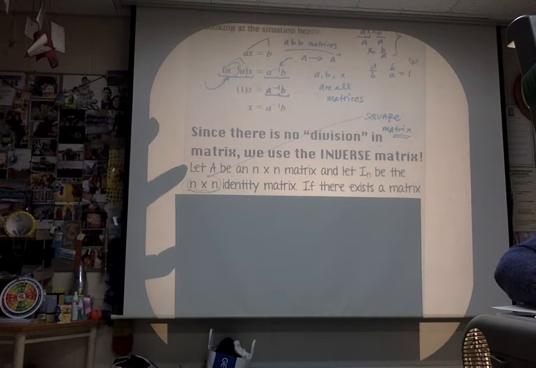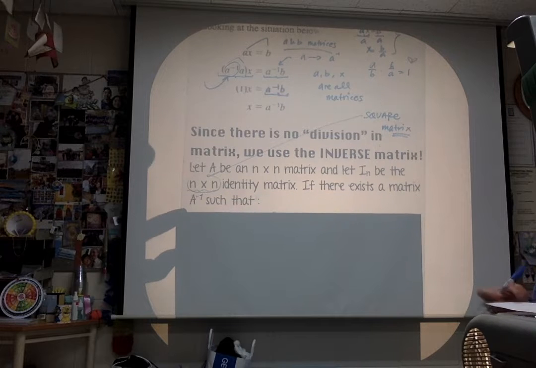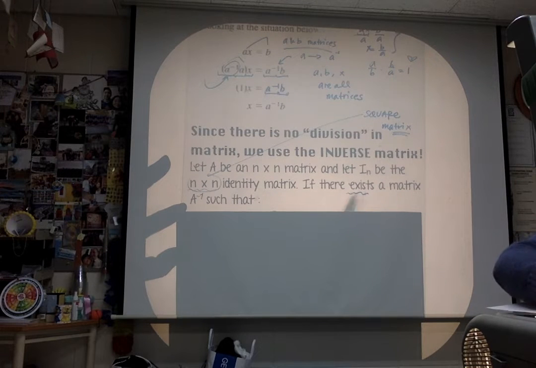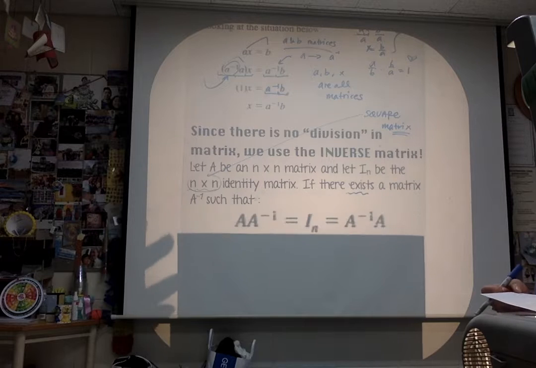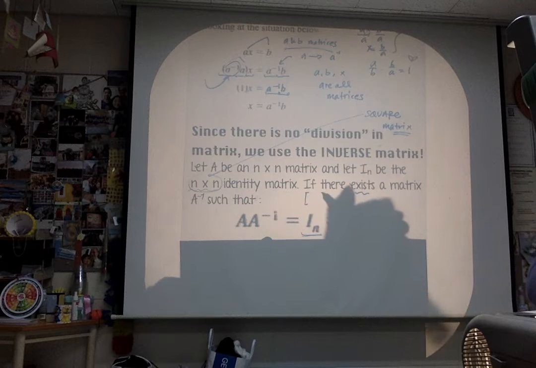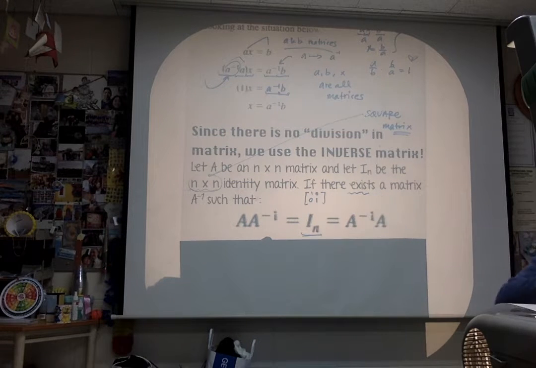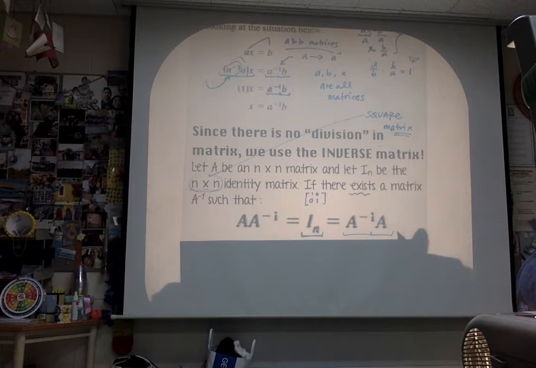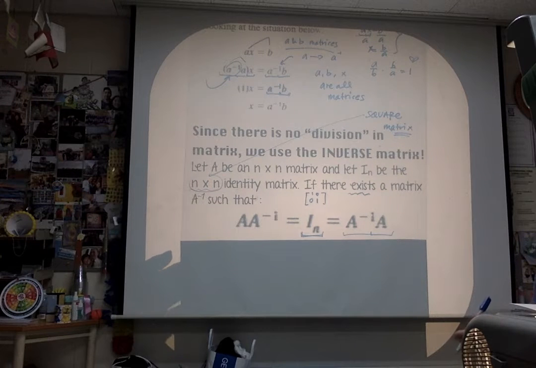So let's do that again. Let A be an n by n matrix, and let I sub n be the n by n identity matrix. If there exists a matrix A inverse, that means sometimes it doesn't exist, so A inverse may not exist at times. If there exists a matrix A inverse such that A times A inverse is equal to the identity, you'll get something like, if it was a 2x2, 1, 0, 0, 1. It's an identity matrix. A times A inverse is equal to the identity matrix, or you can go the other way, where you multiply the inverse times the original A matrix, and you'll still get an identity.